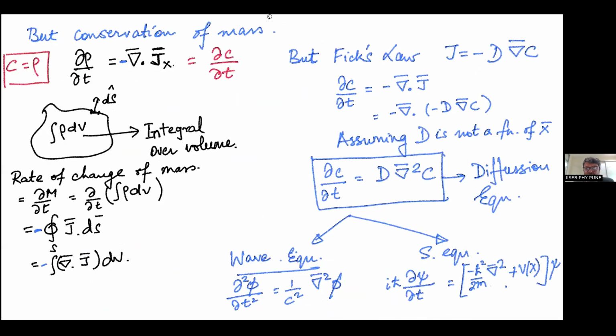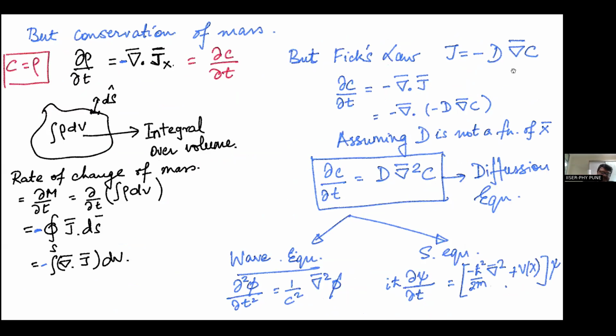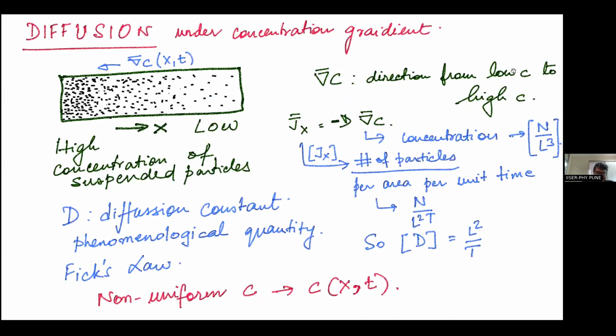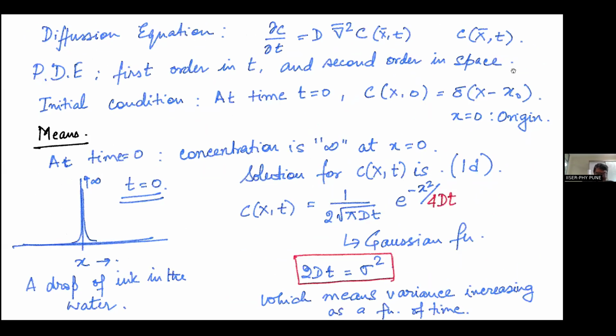Right, note the two minus signs cancelled off. There was a minus sign here from Fick's law and a minus sign here. So it's a positive sign here. So now this is a PDE, first order in t and second order in space. Now that was maths. So basically you had a system, but then I converted it into a mathematical diffusion equation. Let's come back to nature.